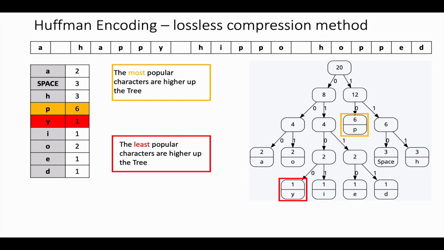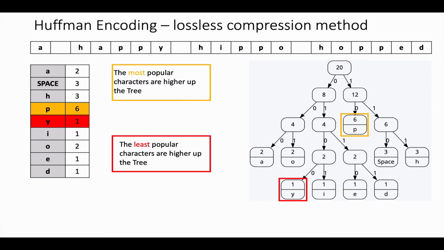So let's have a look at what a Huffman tree actually looks like. We've got one here, and you can see that on this tree itself are all the characters. And we can see above how many times each character occurs. So you can see A and O occur twice, and P occurs 6 times. And what you'll notice is that the most popular characters are higher up the tree, and the characters that are least popular are near the bottom of the tree. So it takes longer to get to one of these characters than it does to get to one of these characters. So this is the anatomy of a Huffman tree.